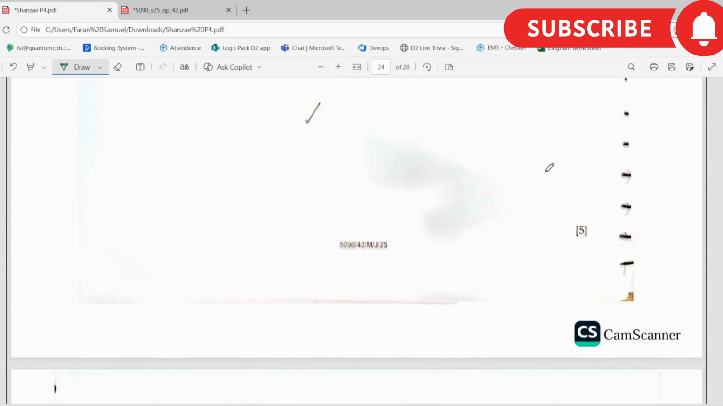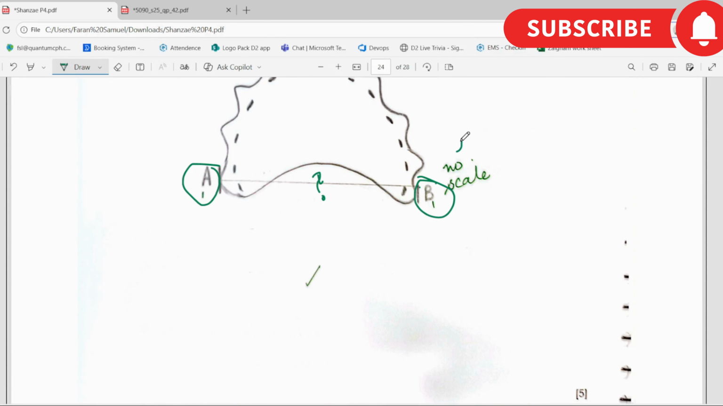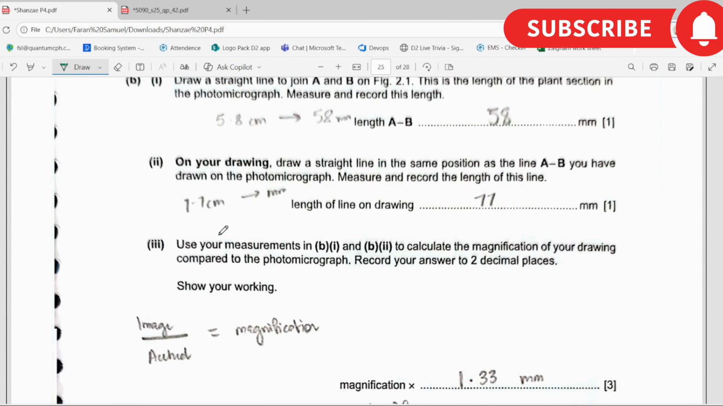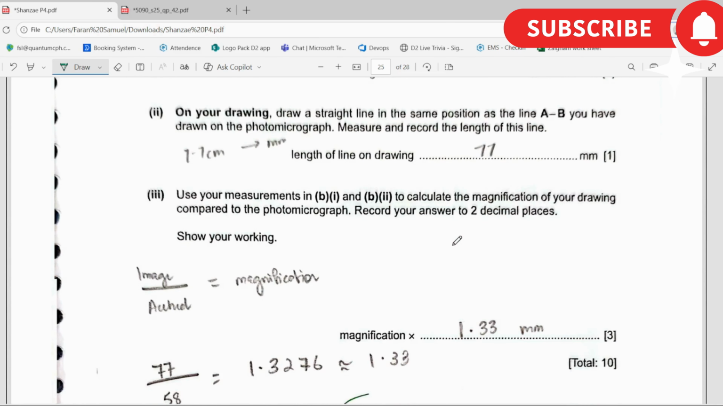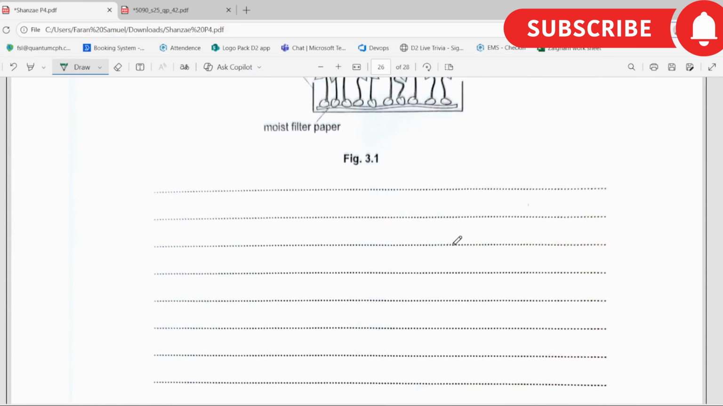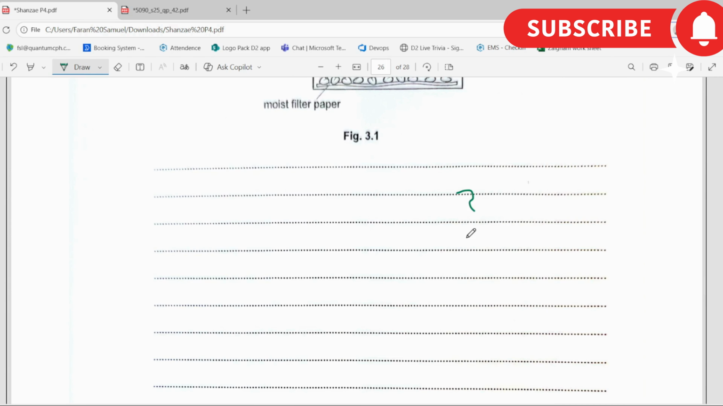By the way, she got full marks in this one. Okay. Now you have to make a graph, send me a photo, and write this experiment, and then send it to me before this question. Okay. So this is all about this paper.